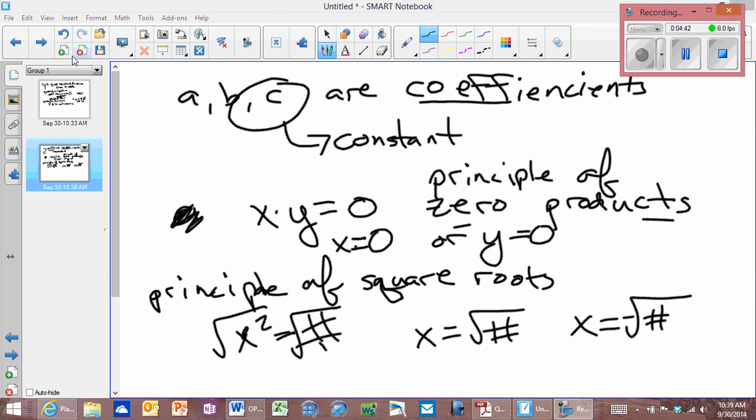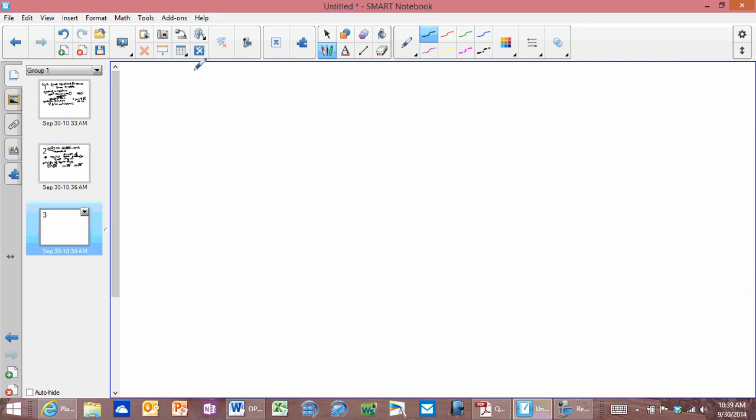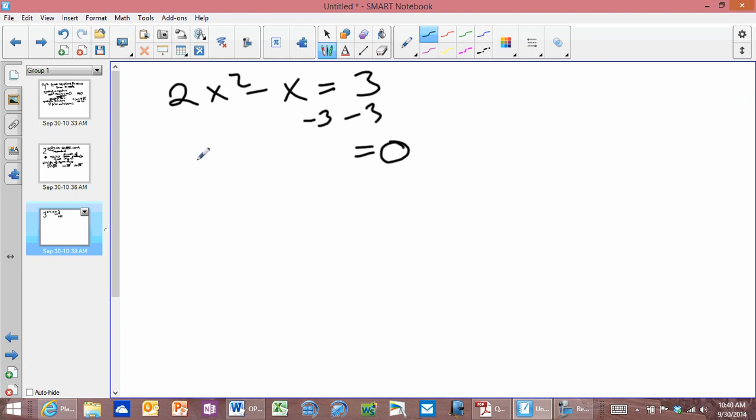Let's go through a couple factoring problems. This is a problem that they give you. I have 2x squared minus x equals 3. Is this in standard form? Is this a standard quadratic equation? No, I have to get my 3 over to the other side. This always has to be equal to 0 in order to be able to factor properly. So 2x squared minus x minus 3.